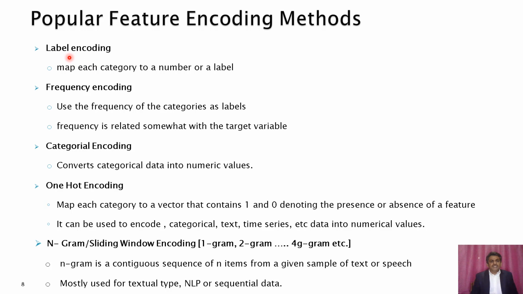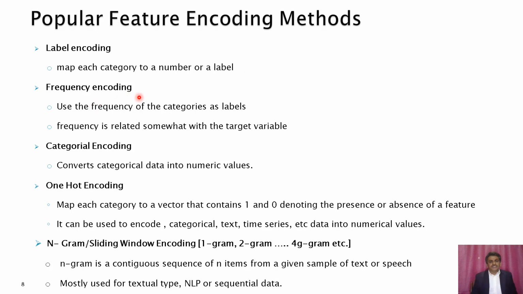So first, what is label encoding? In label encoding, we map each category to a number or a label. Like in our data, if we have some labels that are not in numeric form, we can assign some number to that label. The numbers should be unique for each type of label.